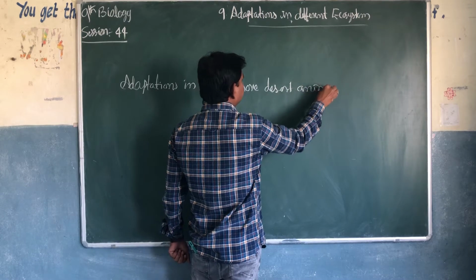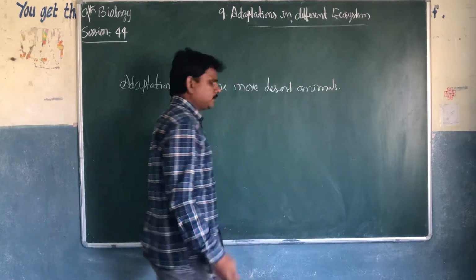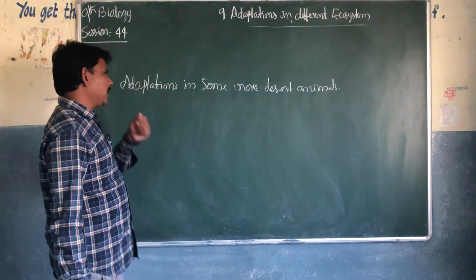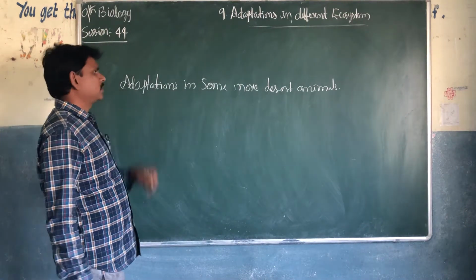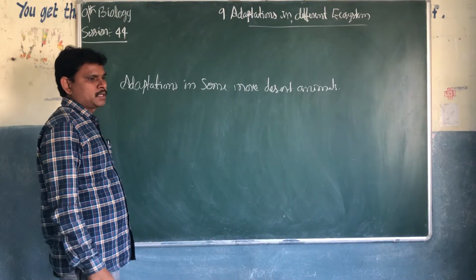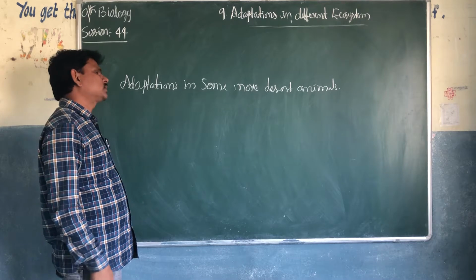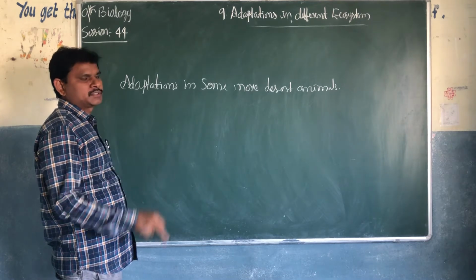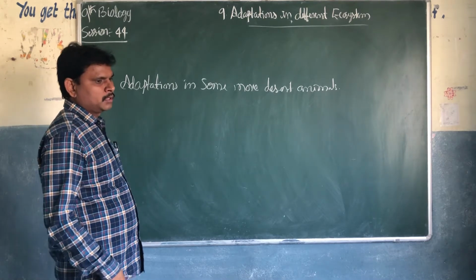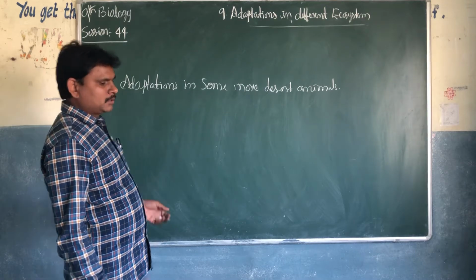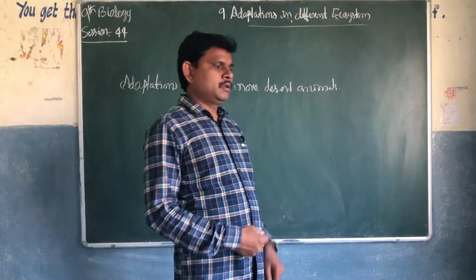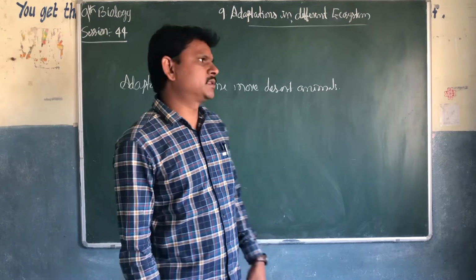In the last class we discussed desert plants. In today's class we are going to discuss some more animals. Just like plants, animals are also adapted to the desert ecosystem. How are they adapted? There are some animals like sidewinder snakes.